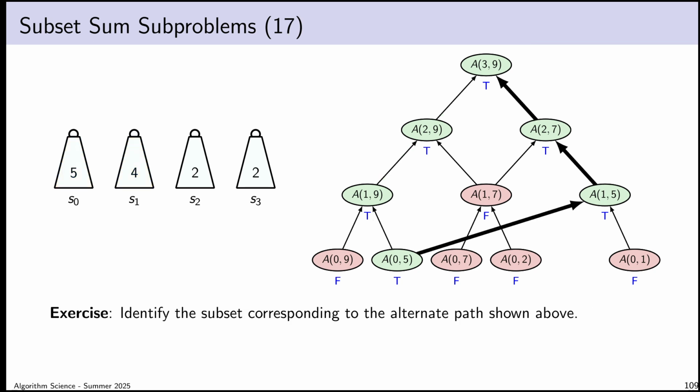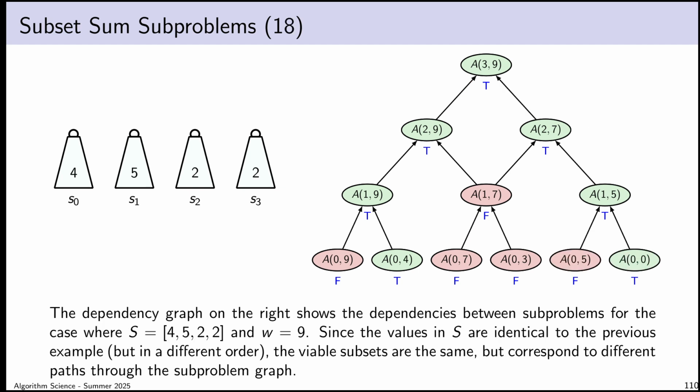Now, the exercise that I foreshadowed earlier is, it turns out that there are multiple paths available. So instead of going down the left-hand side, I could have gone down the right-hand side. So a thing you can try doing is employ the same logic I just used to figure out the subset that corresponds to this path here. Okay, now let's look at a different version of the same problem.